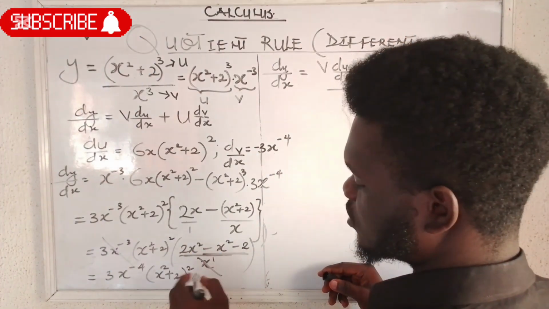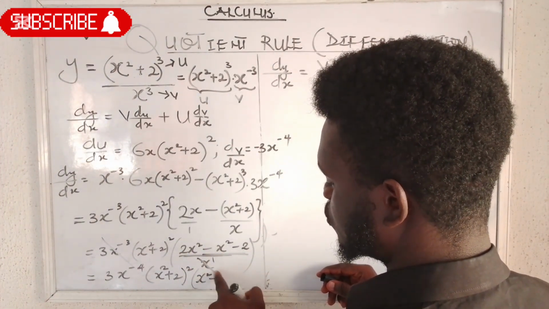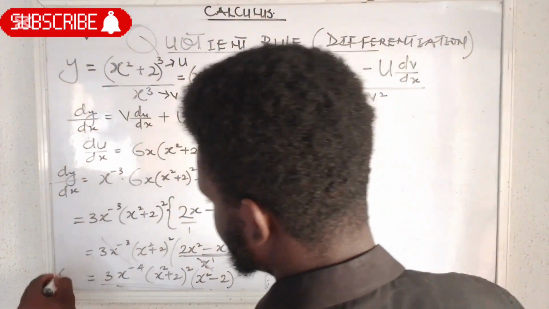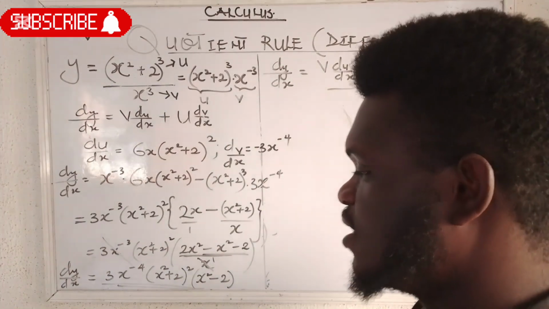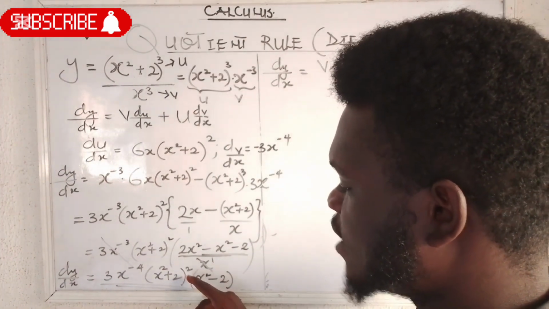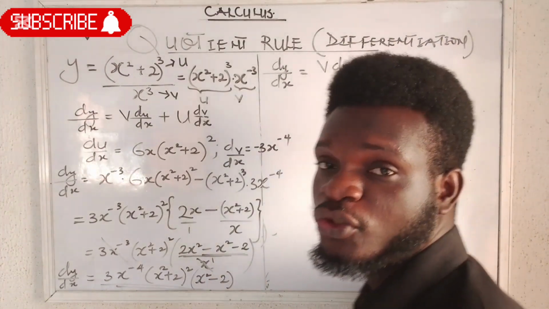Then 2x squared minus x squared, you have just x squared minus 2. Just trying to maximize space. So that's your final answer. So this will be our dy dx. So that was dy dx: 3x to the negative 4, then x squared plus 2 squared, then we have x squared minus 2. So this is the solution to that.